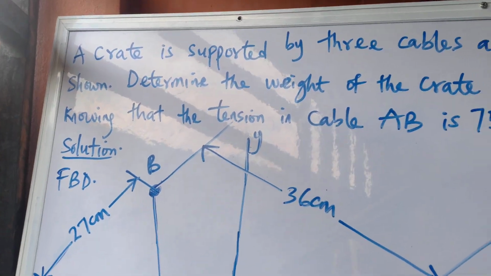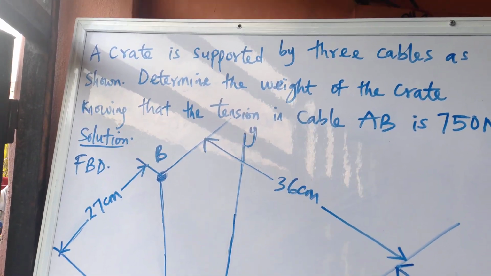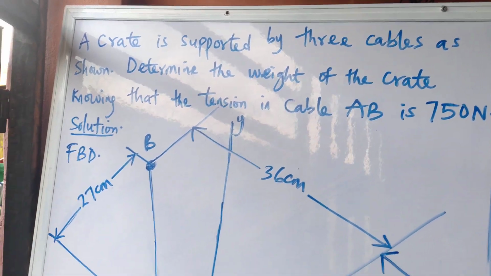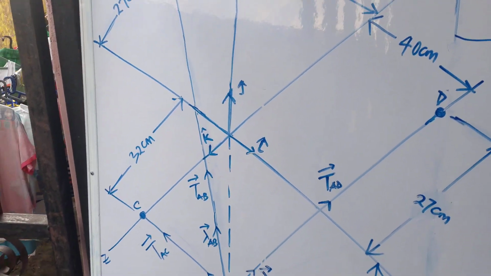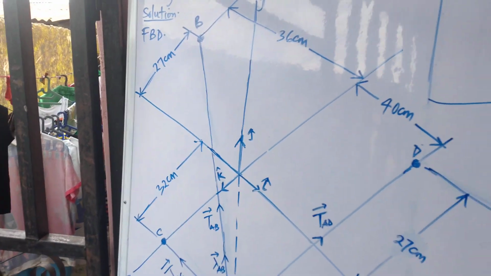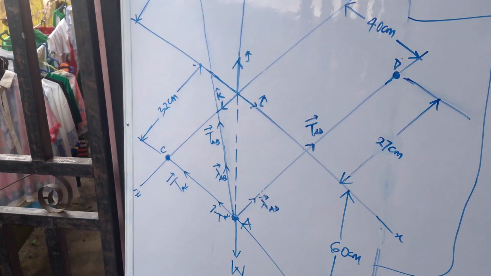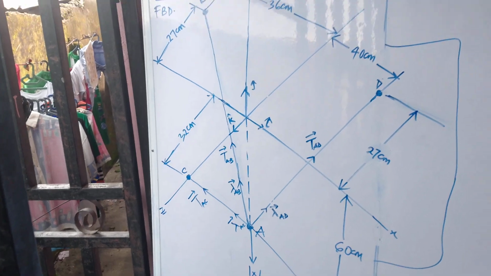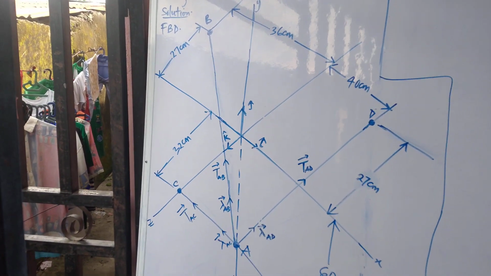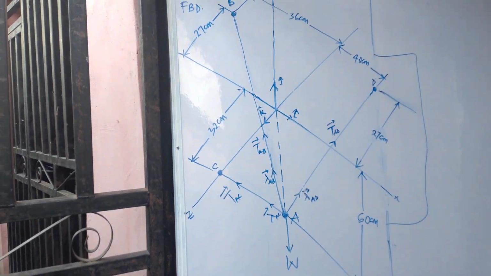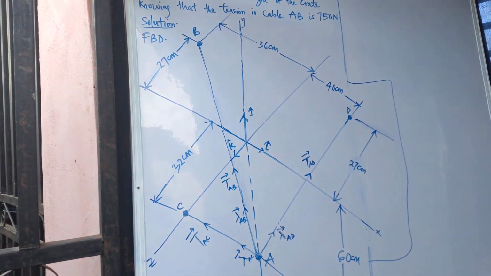A crate is supported by 3 cables as shown. Determine the weight of the crate, knowing that the tension in cable AB is 750 Newton. Now this is the free body diagram to that question. You draw your free body diagram, FBD. This is the simple free body diagram to that question.